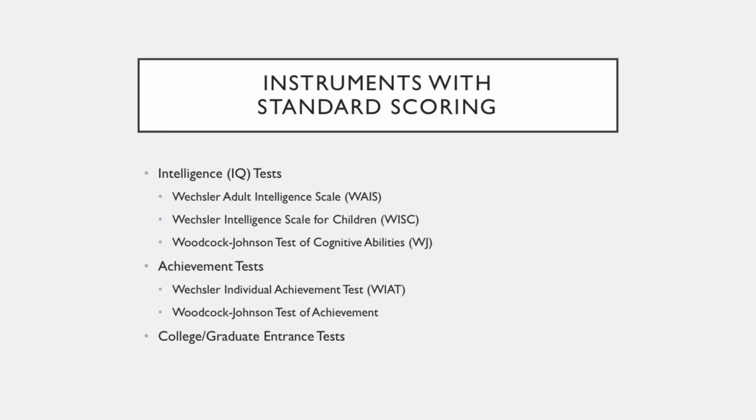For this demonstration, I'll ignore college entrance exams. They each use slightly different ways of demonstrating probabilities in the actual score. And instead, we'll use IQ or achievement tests for our example.